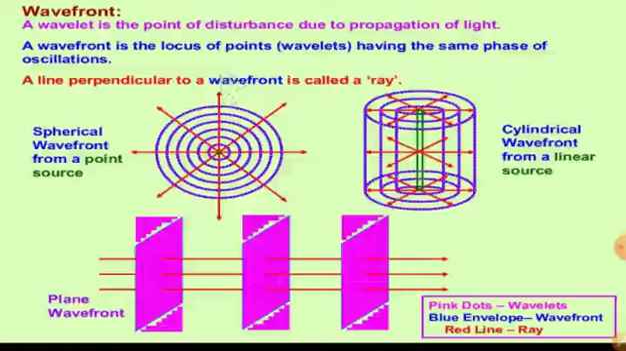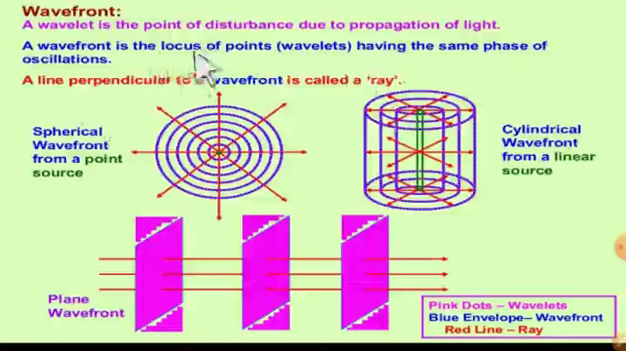Now a wavelet is the point of disturbance due to the propagation of light. Wavelet means small wave. So this is a point of disturbance due to the propagation of light. But first let's try to learn about what is wavefront. A wavefront is a locus of points having the same phase of oscillation.